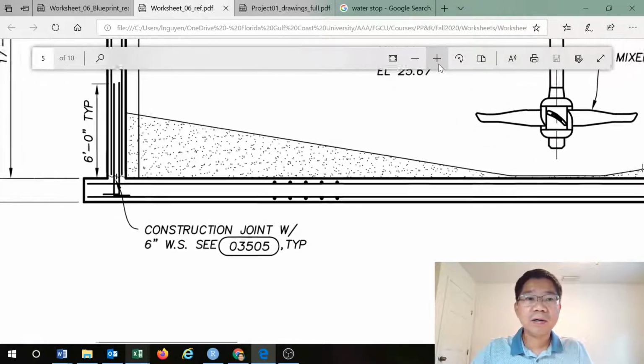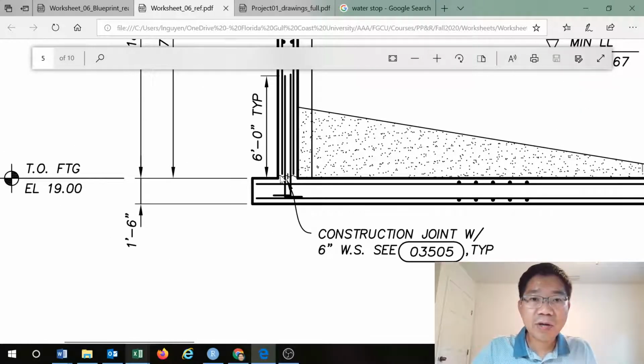the section there, the old and the new concrete, this bottom slab and here, and they have something there that info what's on the top. It's small here. So they say construction joint with 6 inches water stop, and see this detail. Where does that detail come from?